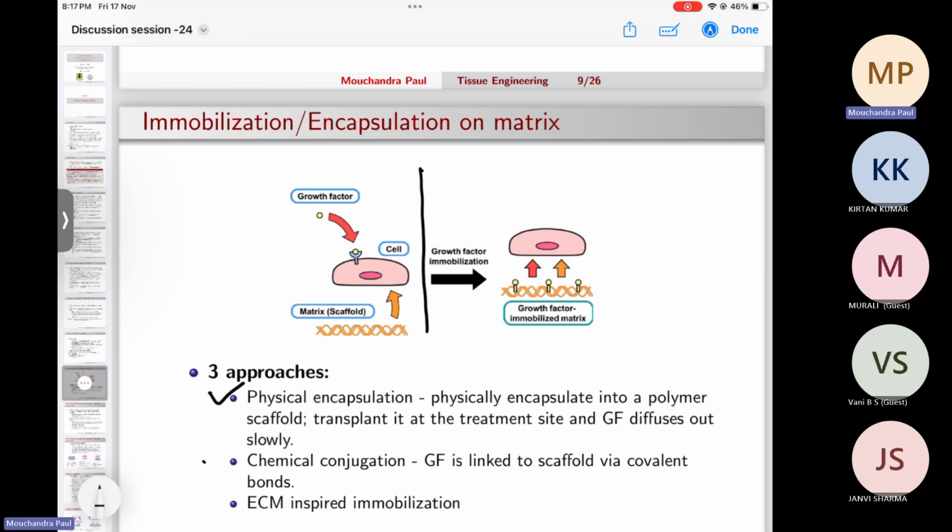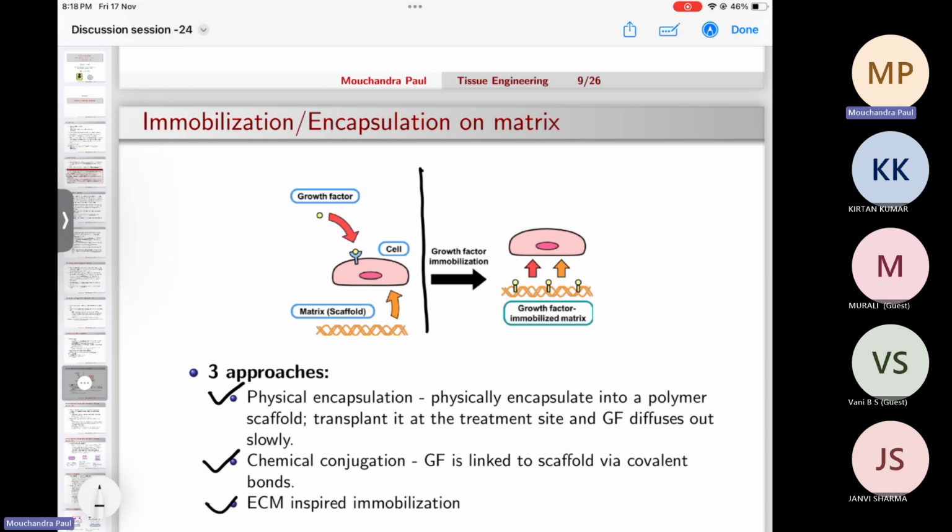Another way is chemical conjugation. Rather than relying on physical interactions like hydrogen bonding or electrostatic interaction between the growth factor and the scaffold, you can chemically link them. You can create covalent bonds between the growth factors and your polymer scaffold, so that you can have better control over its release.